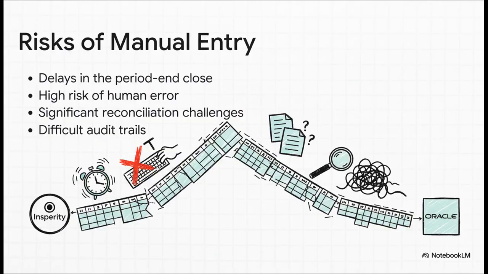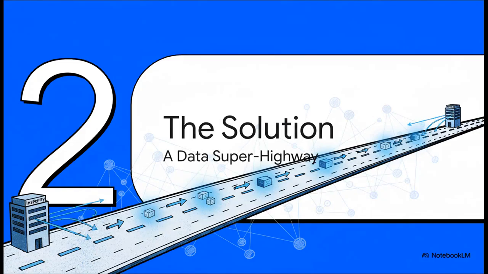Well, for most people, that gap is bridged with something I like to call the spreadsheet bridge. You know what I'm talking about? Exporting a file, messing with it in Excel, and then manually typing it all back in to Oracle. And let's be honest, this isn't just slow, it's a minefield. The risk of one typo throwing everything off is huge. It's a total nightmare for reconciliation, and it's a giant red flag for auditors who need to see a clean, clear audit trail. So what's the fix?